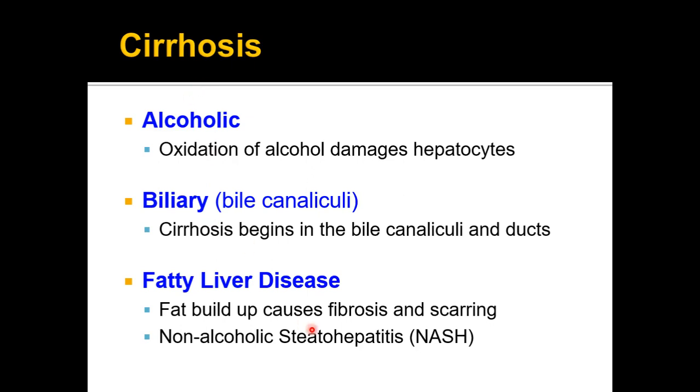Biliary cirrhosis, it's where the fibrosis and scarring starts in the bile ducts. And then fatty liver disease occurs when there's fat tissue or fat cells that are building up within the liver space itself. So this can be related to dietary problems as well. So NASH, or non-alcoholic steatohepatitis. Steatohepatitis just means liver inflammation with the presence of fatty accumulations there.